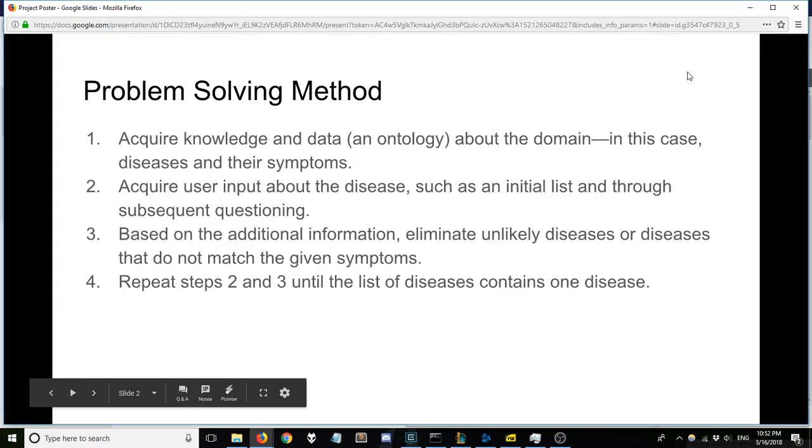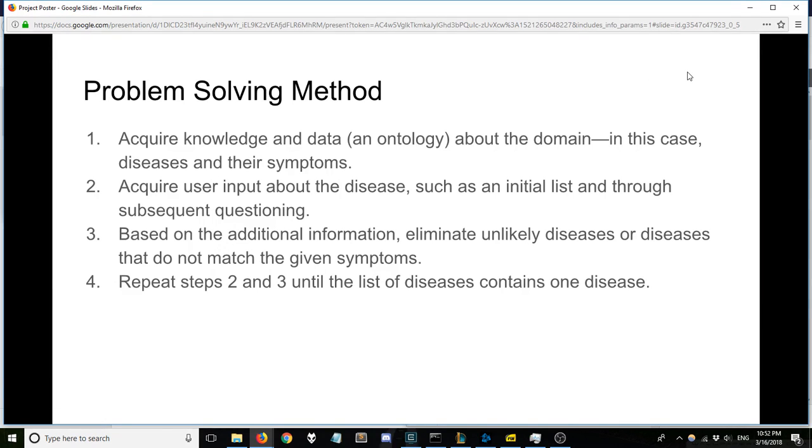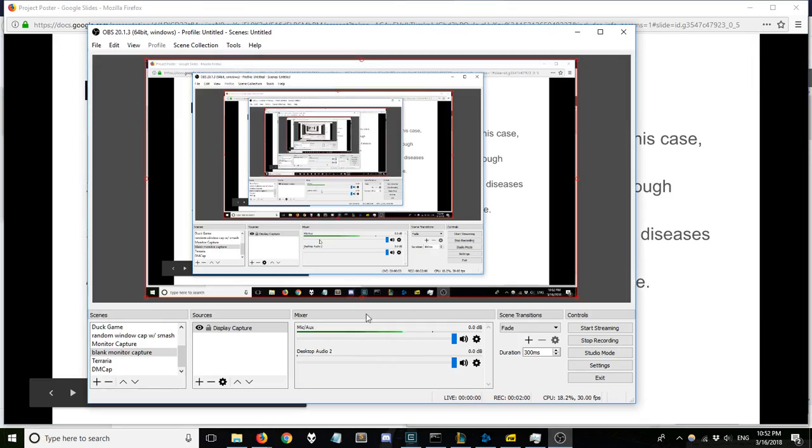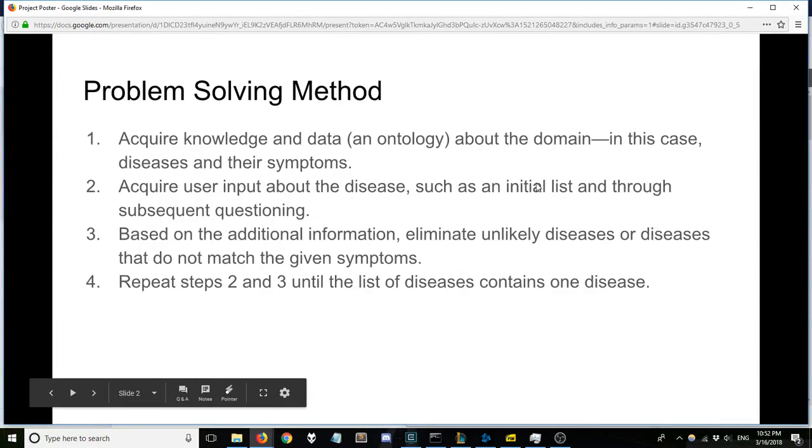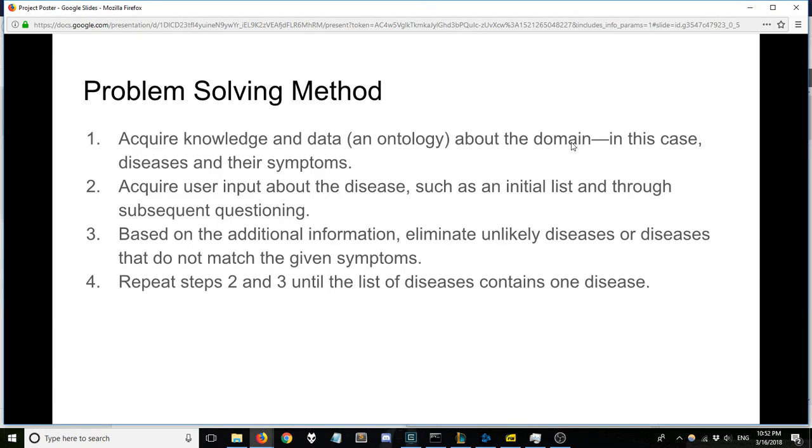The problem-solving method has 4 steps. First, acquire knowledge and data, or an ontology, about the domain. In this case, diseases and their symptoms. Second, acquire user input about the disease, such as an initial list, and through subsequent questioning. Third, based on the initial information, eliminate unlikely diseases or diseases that do not match the given symptoms, and then repeat steps 2 and 3 until the list of diseases contains one disease.